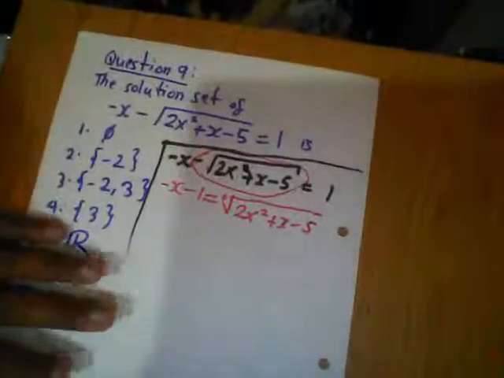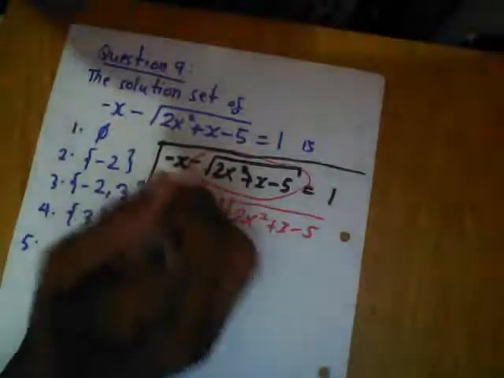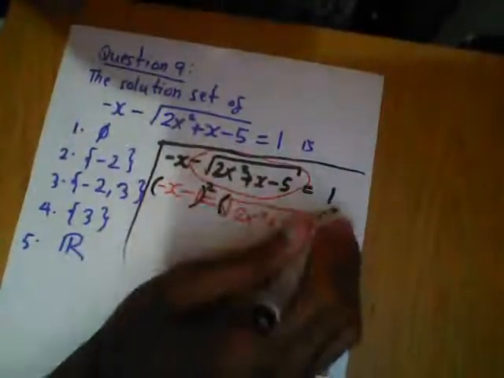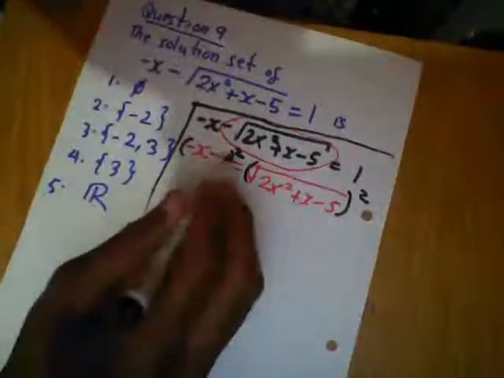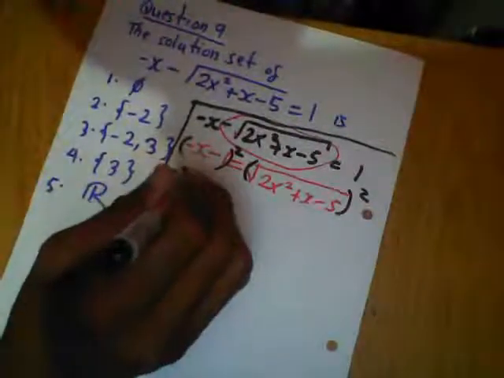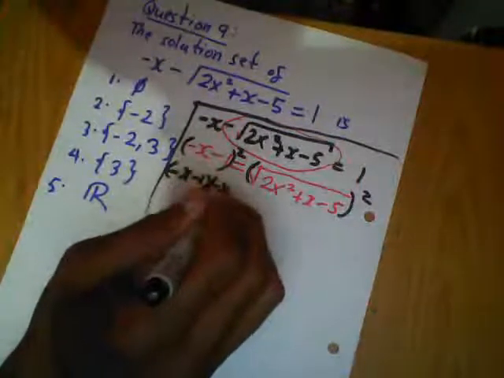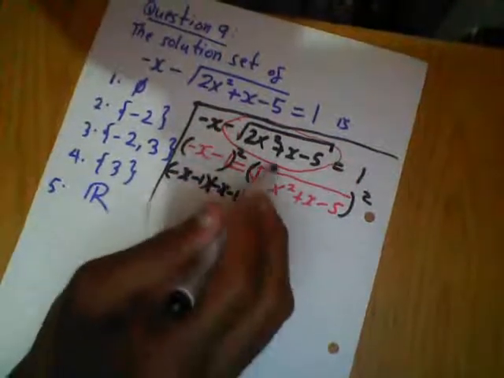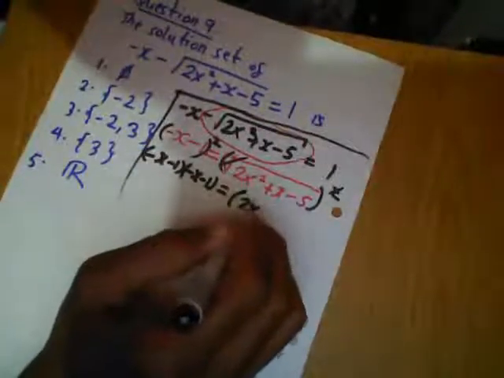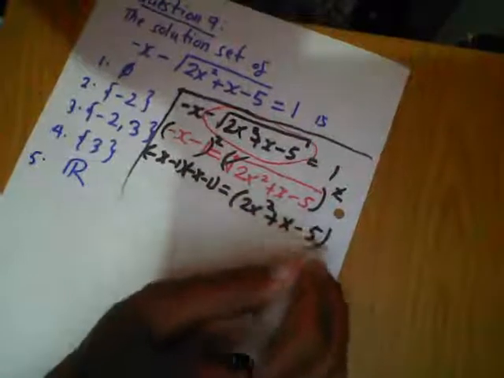Okay, so how do you remove a square root? To remove a square root, you have to square both sides. So we're going to square throughout. So this term here is going to be -x minus 1 squared, which means you multiply by the same thing, -x minus 1. And on the right-hand side, this and this are going to cancel, so we're left with 2x squared plus x minus 5.